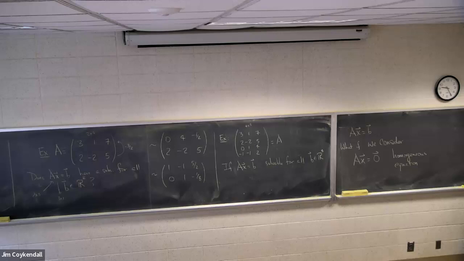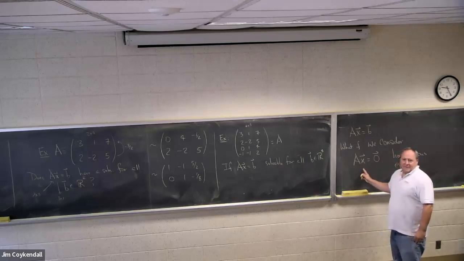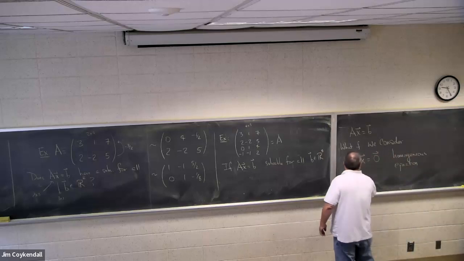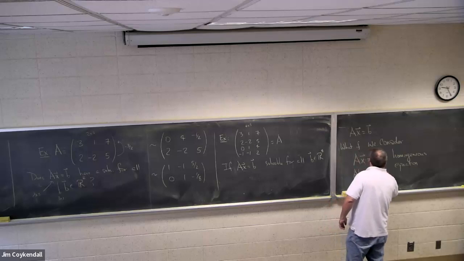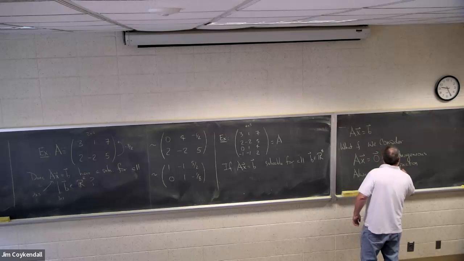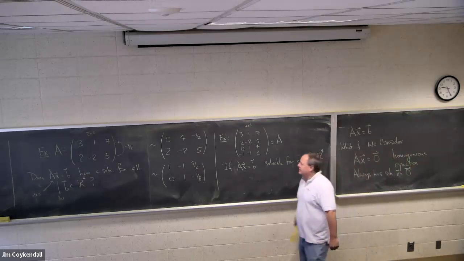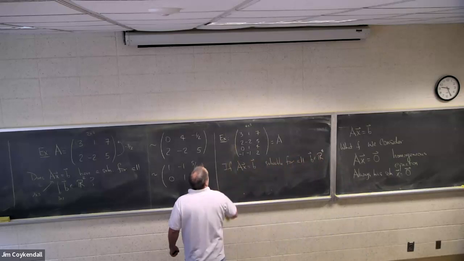Homogeneous does not have this problem. Can you tell me why? What's one solution? What's one value of X that's going to work for sure? The 0 vector always works. The homogeneous equation always has the solution X equals the 0 vector, whatever the appropriate size of the 0 vector is. Right here it would be 3 by 1.